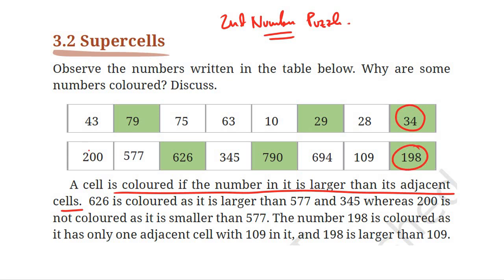Whereas this one, see, it is not colored because the neighboring cell's number is 577, which is larger than this cell's number. Again this cell is not colored because the adjacent cell's number is larger than this one. Okay, see, so 626 is colored as it is larger than 577 and 345, whereas 200 is not colored as it is smaller than 577. Okay, good. So now question time.